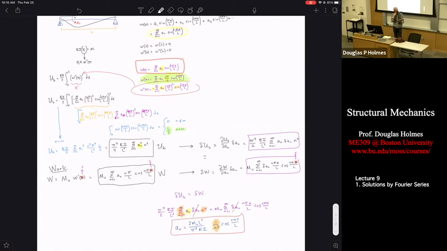So we've just approximated the deflection of a beam by guessing the function, applying the principle of minimal potential energy, and solving for the unknown coefficients for my guess.